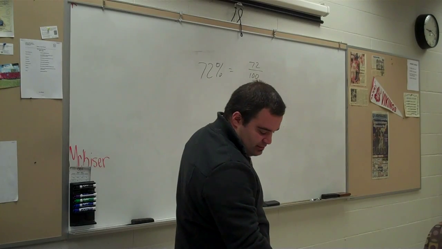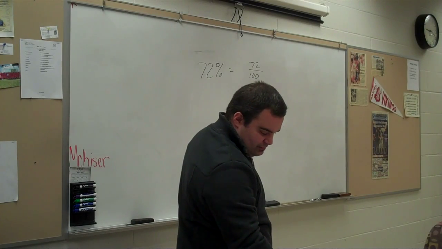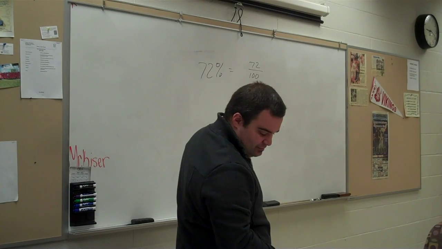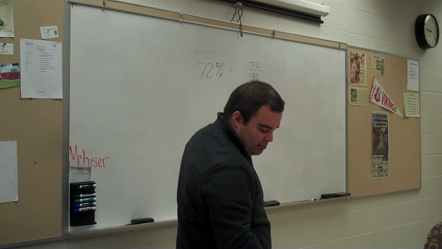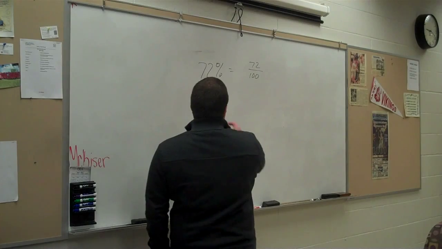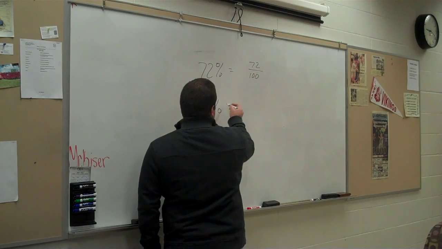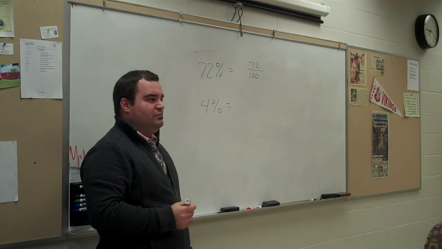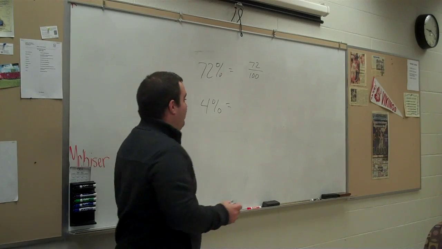Then it says... oh no, your book does do it the easy way. Letter A, they do it the easy way. Letter B, they do it the hard way. 4%. This is letter B. 4% becomes what? 4 over 100.